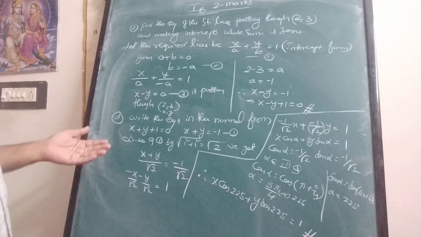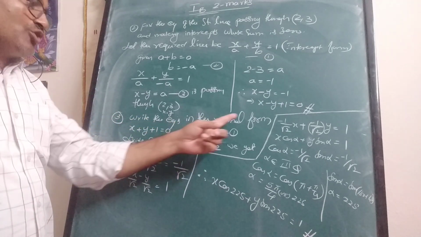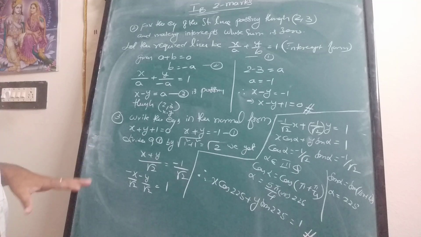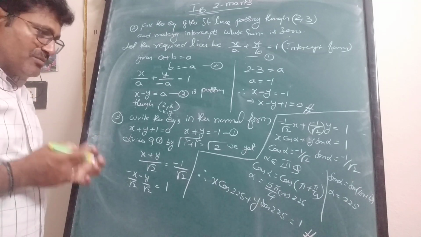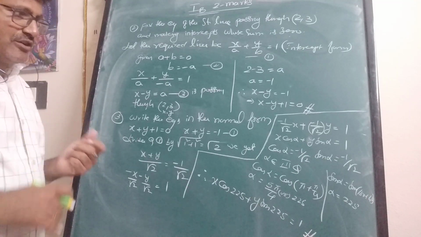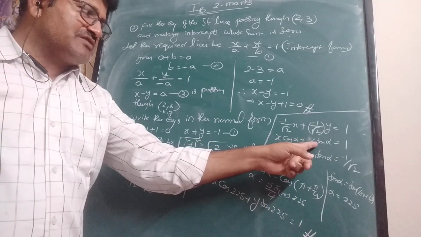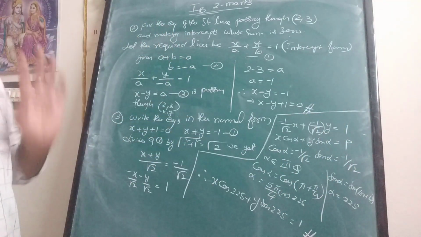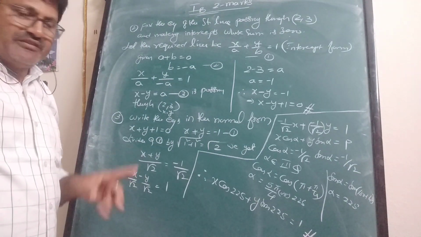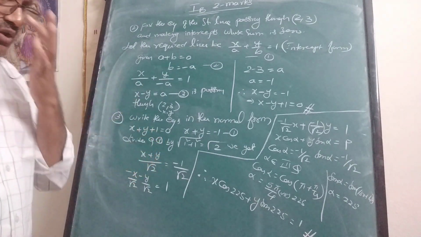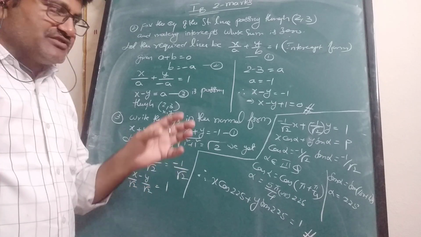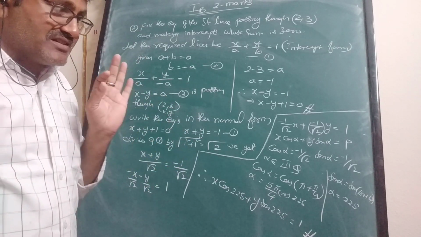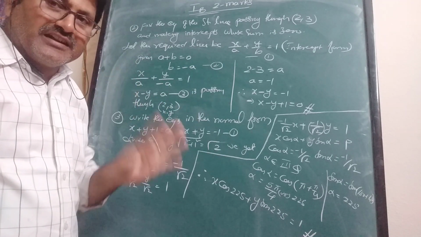Now we'll go for the second one. Write the equation in the normal form: x + y + 1 = 0. Before going to normal form, we have to remember the normal formula. What is the normal formula? x cos alpha + y sin alpha = p is your normal form actually, where p is the perpendicular distance from the origin, so p can never be negative. Remember this, p is never negative.